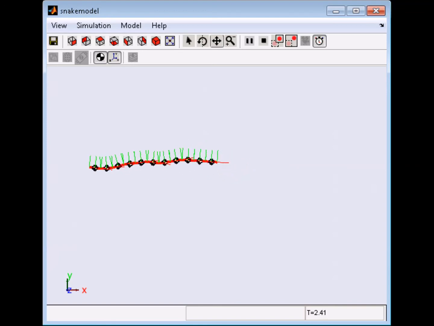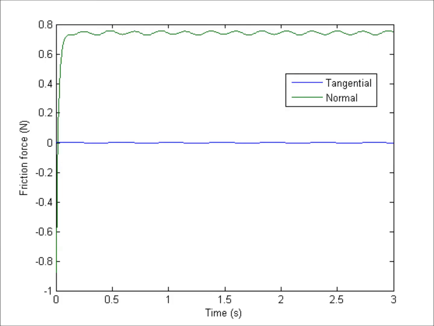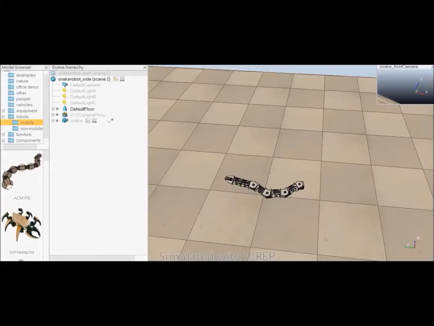This is what a simulation of the snake robot looks like. This is a graph of the normal and tangential forces. As you can see, the normal friction force is much higher than tangential, which is consistent with the snake's motion.